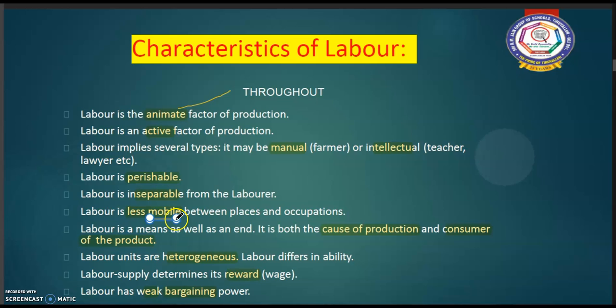Labor is less mobile between places and occupations. They may move from one place to another, and they may change their occupations also. Labor is a means as well as an end. That is, labor is one of the causes of production as well as a consumer of the product. Labor units are heterogeneous and labor differs in ability. So laborers may be skilled in various fields. Labor supply determines its reward or wage, and they have weak bargaining power. So they have weak demand power.